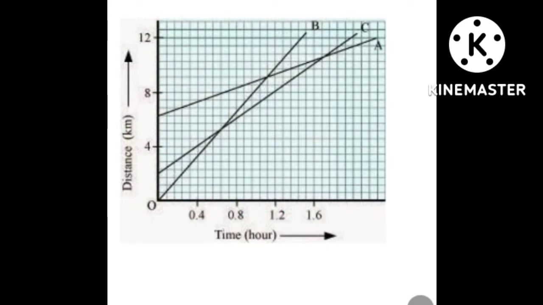In the graph, we can see that the distance is taken along the y-axis, the values in kilometers, and the readings are 0, 4, 8, 12 like that. And in the x-axis, the time is taken in hours, and the readings are 0, 0.4, 0.8, 1.2 and 1.6. Now the graphs for A, B and C are drawn here.